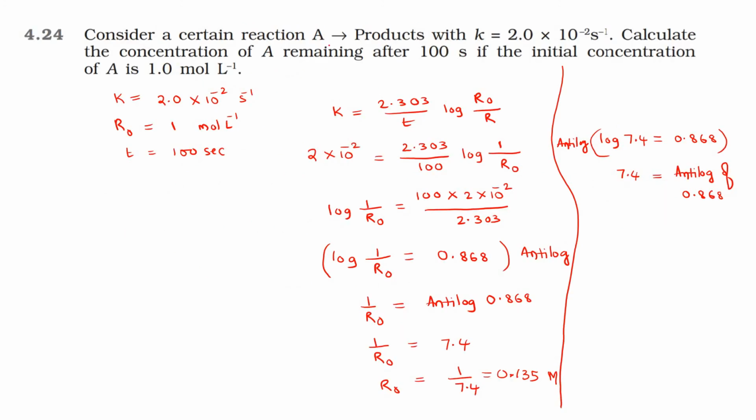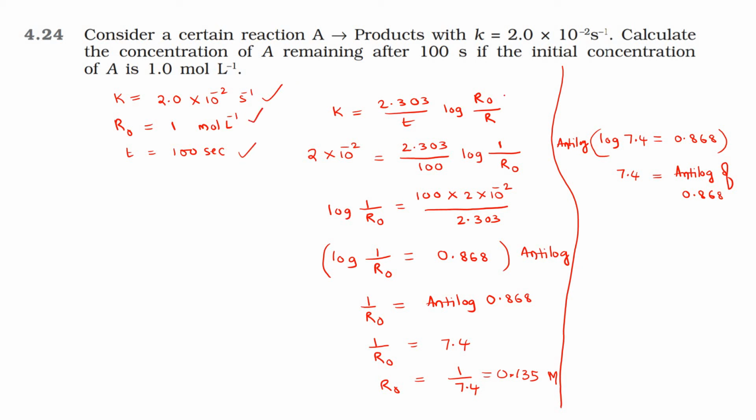Next problem. Consider the reaction. A is converting into product. K is given, and calculate the concentration of A after 100 seconds. Time is given, 100 seconds here. Initial concentration you take as 1 here.